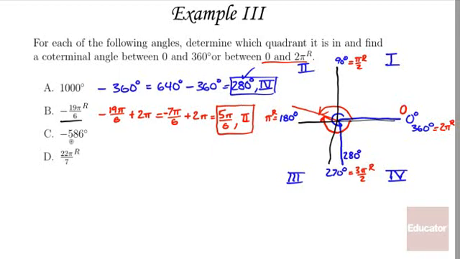Okay, now we have another degree one: negative 586 degrees. Again, what are we going to do with that? It's going in the negative direction, so it's going down south from the x-axis. Negative 586 degrees. Well, 586 is way outside our range of 0 and 360.